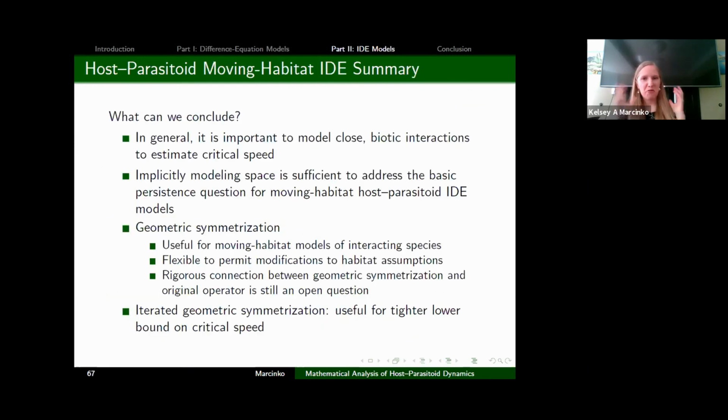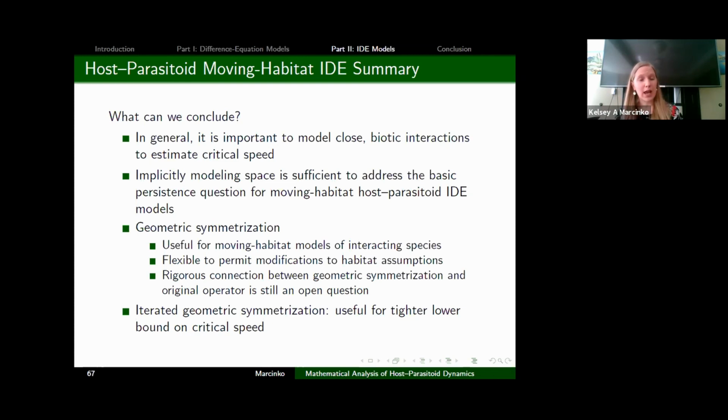So I've kind of thrown a lot at you with these 3 different cases and different methods to look at critical speed. Here are some of the takeaway messages from the work that I've done here. In general, it's important to model close biotic interactions to estimate critical speed. By making approximations to reduce the system to a single IDE, we lost the ability to get good estimates of the critical speed for the parasitoid persistence.